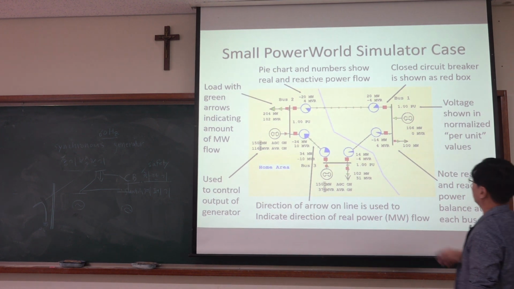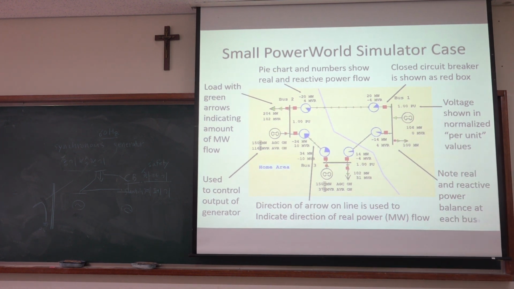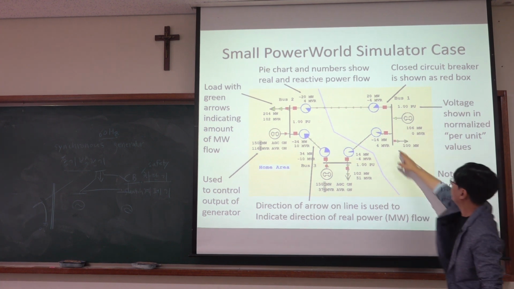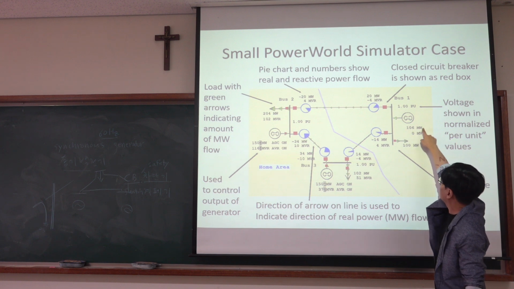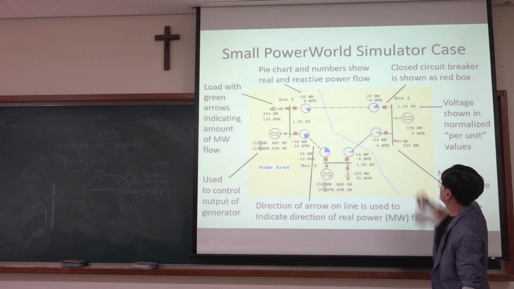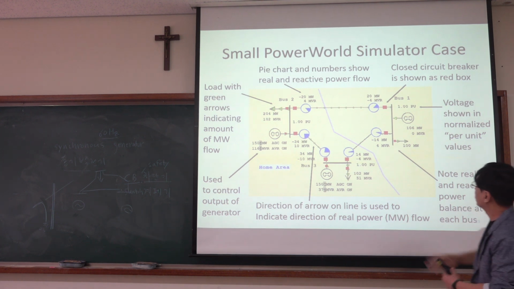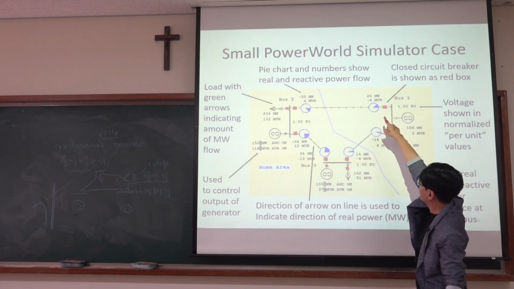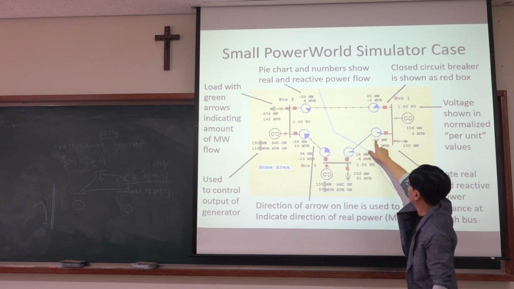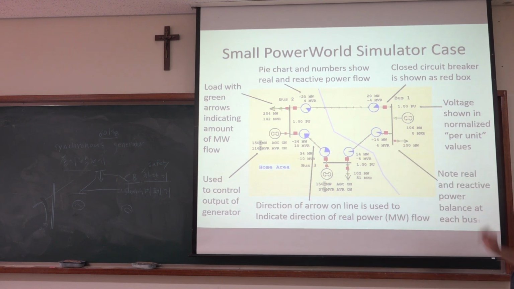And what else? By the way, so real and reactive power balance at each bus. For example, here, 106 megawatt active power and 0 reactive power. And then this generated power is consumed 100 and transmitted 2 megawatt and incoming minus 14.